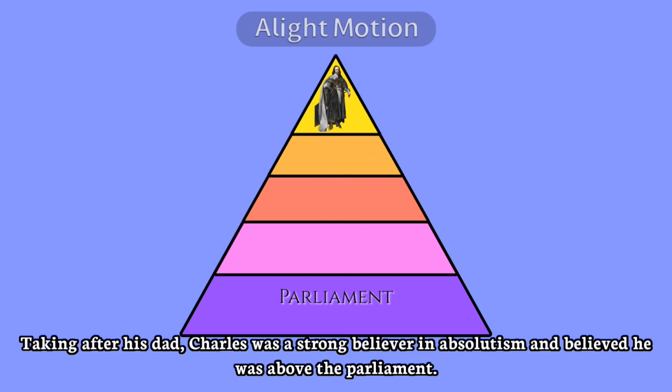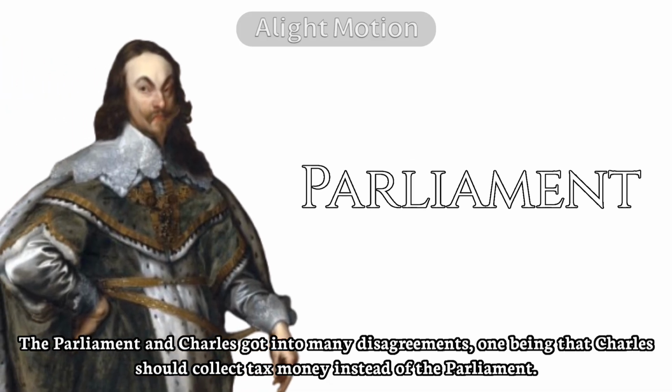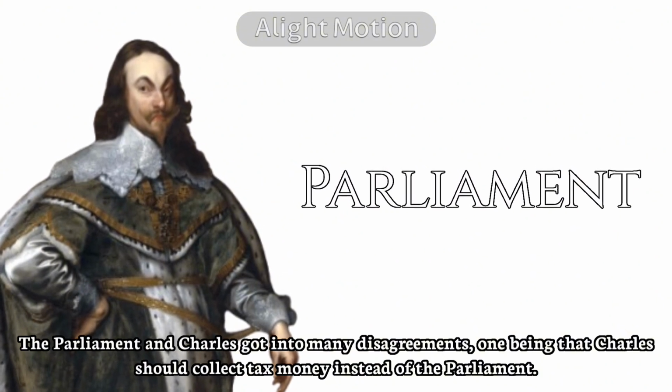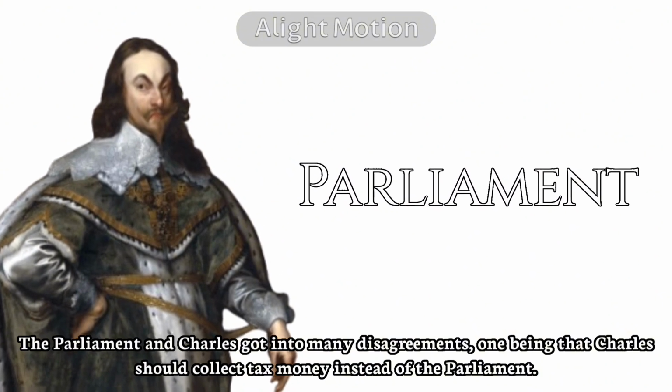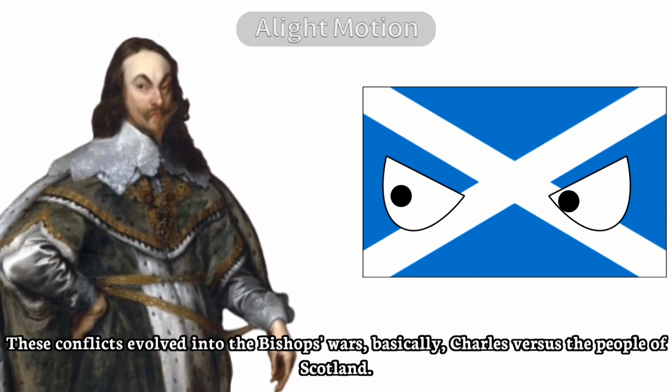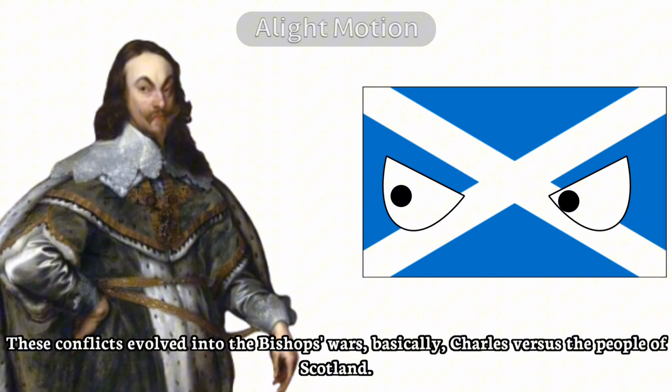Taking after his dad, Charles was a strong believer in absolutism and believed he was above the Parliament. The Parliament and Charles got into many disagreements, one being that Charles should be the one to collect the tax money instead of the Parliament. These conflicts evolved into the Bishops' Wars, basically Charles versus the people of Scotland.